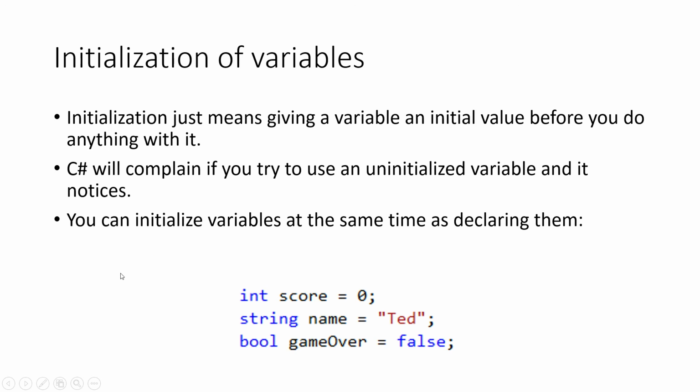It's usually a good idea to initialize variables. That means giving them an initial value. For example, when you declare an integer, we might give it a name of score and an initial value of 0. You could give a person an initial name. You could set the game over boolean to false. But you don't need to do that at the same time. You can do them separately if you want. But if you don't do it and then try and use the variable, it will very often give you an error saying you can't use an uninitialized variable.